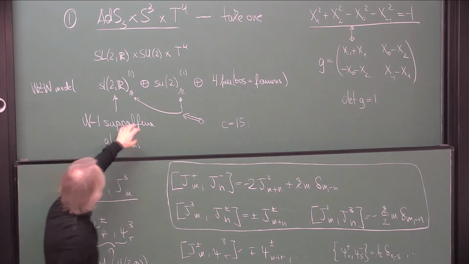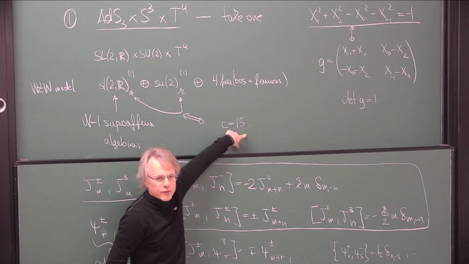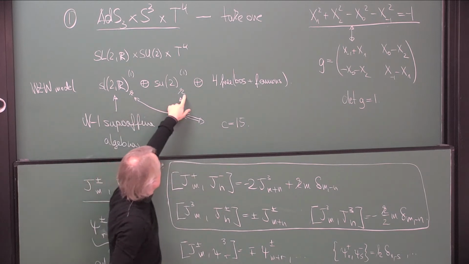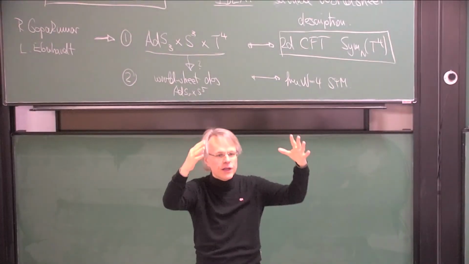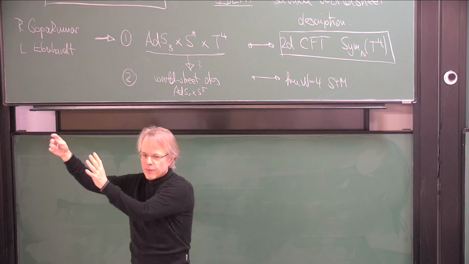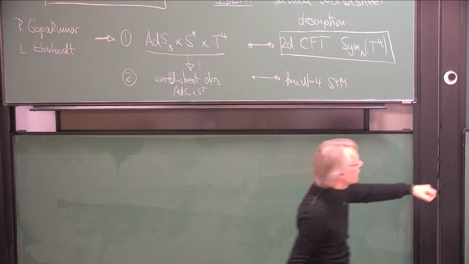But the condition that this is a critical string theory, which means that the total central charge has to be equal to 15, ties these two radii together. And that's exactly what also happens for AdS5 cross S5. The radius of the 5-sphere and the radius of the AdS5 space have to be the same in order to preserve supersymmetry. And here you see the same thing.